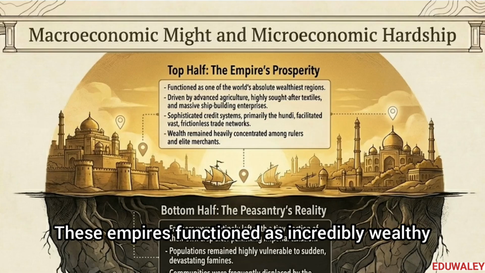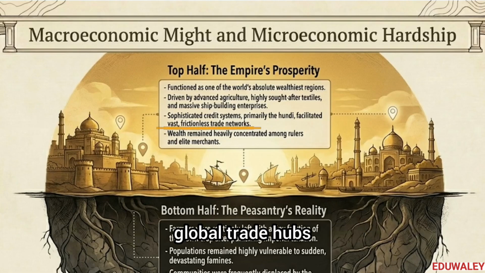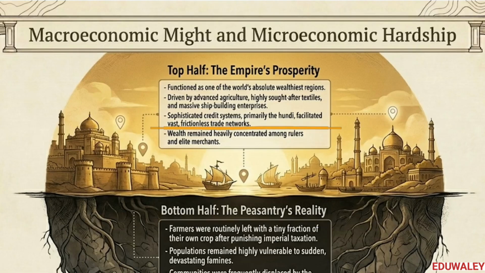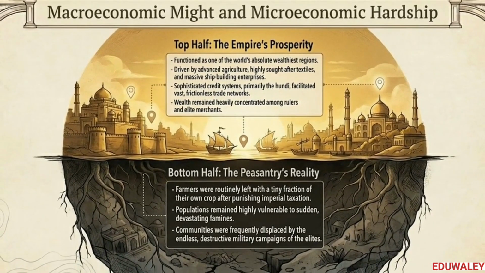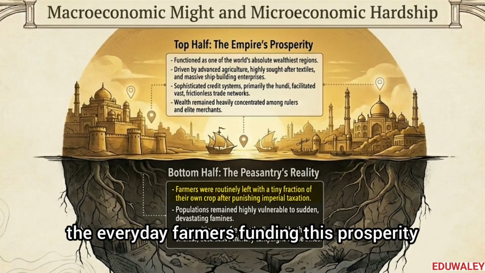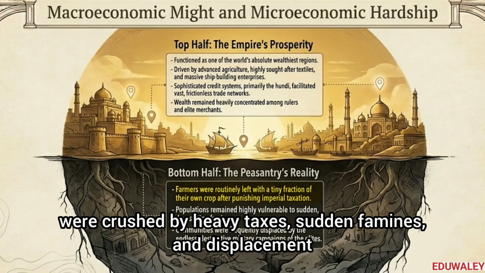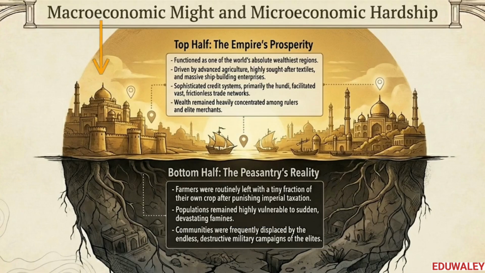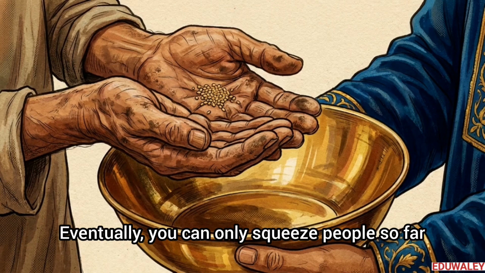These empires functioned as incredibly wealthy global trade hubs, relying on sophisticated credit to move vast fortunes. But beneath the surface, the everyday farmers funding this prosperity were crushed by heavy taxes, sudden famines, and displacement. The golden palaces required squeezing communities at the bottom. Eventually, you can only squeeze people so far.